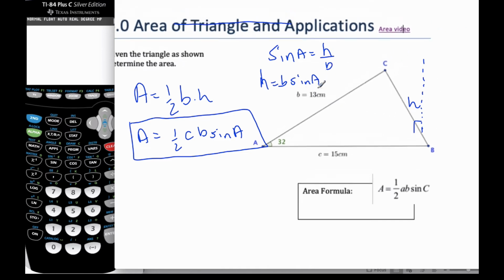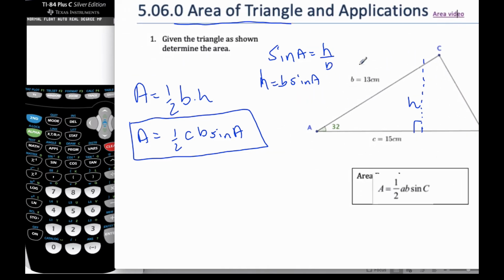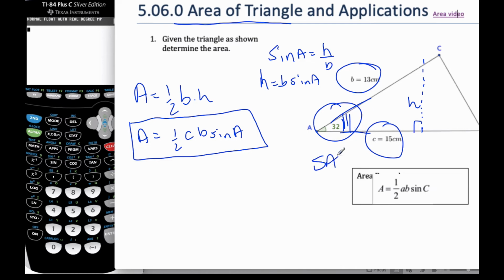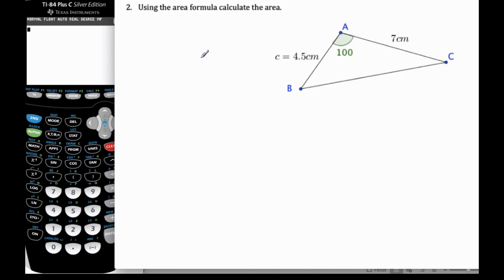And I like to think about this as this angle here, this is a side, and this is a side. So when I have side, angle, side, where the angle is between the two sides, I call it side, angle, side. That's when I can use this particular formula. Let's try an example. Use the area formula to calculate the area.